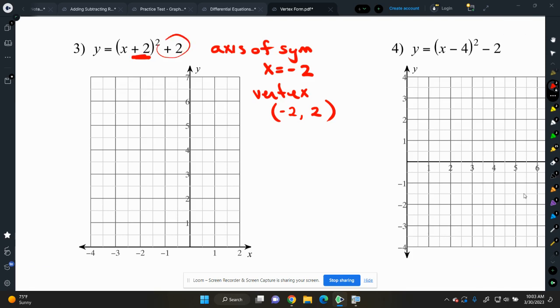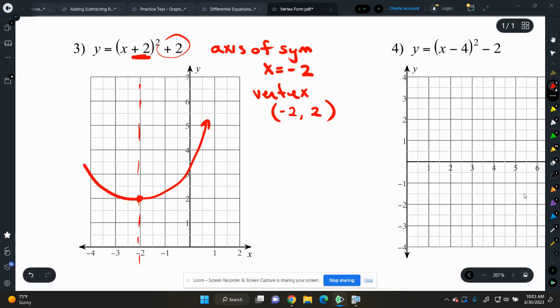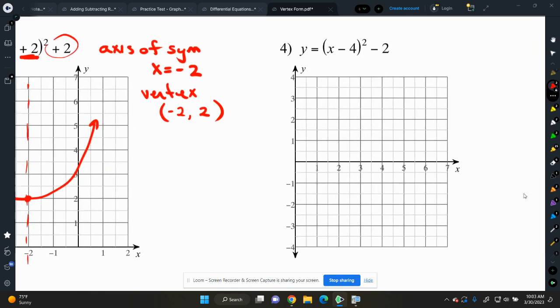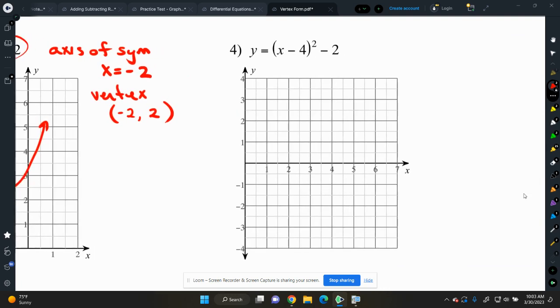Okay, so we're going to graph that -2, 2. Here's my vertex. This is the imaginary line here, the axis of symmetry. And it's positive, so it's going to open up. I don't think I gave you any negatives, right? Okay. Next one. Mason, what's the axis of symmetry?